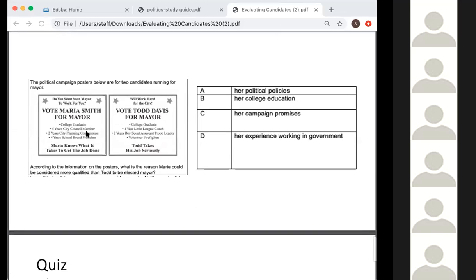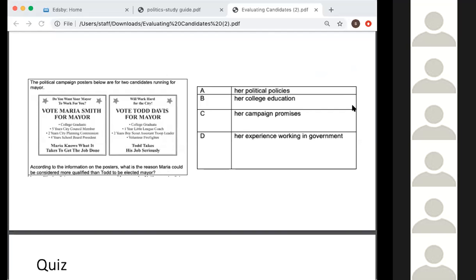You had two different posters here. You have Maria Smith, who's a college graduate, 5 years on the city council, 2 years on the planning commission, 4 years on the school board. You have Todd Davis, who's a college graduate. He was a Little League coach, a Boy Scout, and a volunteer firefighter. What is the reason Maria, this person over here, would be more qualified to be elected mayor?